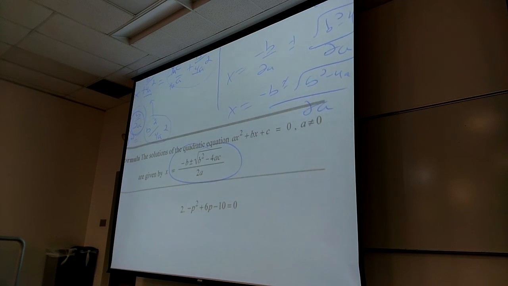So the quadratic formula is a shortcut to completing the square. It's like before, I knew a, b, and c, and I solved it. Now if I know a, b, and c, what can I do with those numbers? Throw them in.